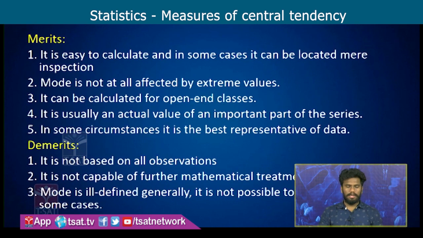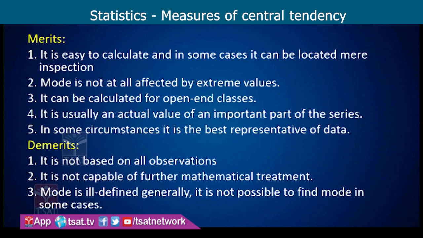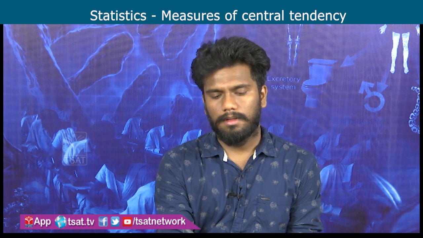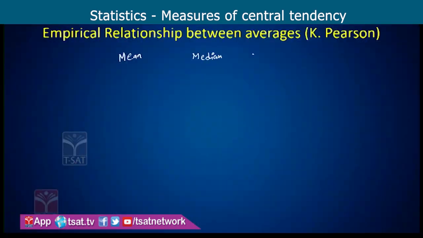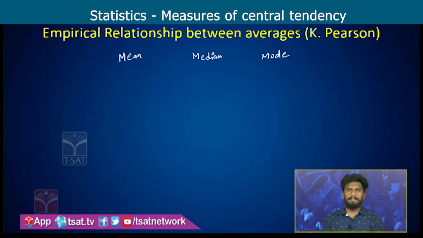Next. So here are the merits and demerits of the mode. I have given the merits and demerits for arithmetic mean, median and mode, which are very important. You have to just memorize these points. He may ask questions directly from these merits and demerits. Okay. Mean, median, mode. So these are three important topics we have discussed till now.